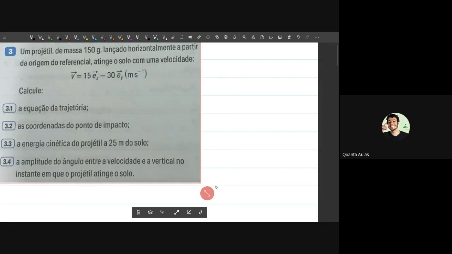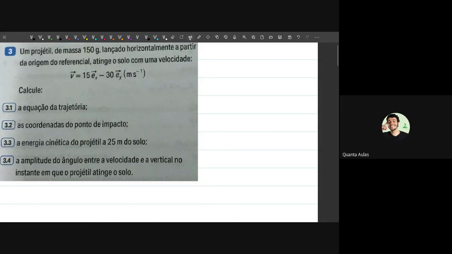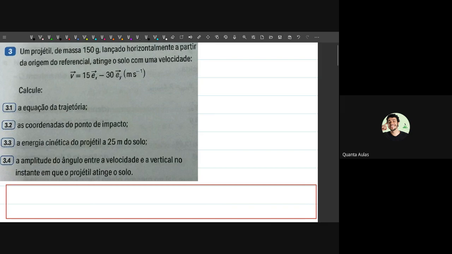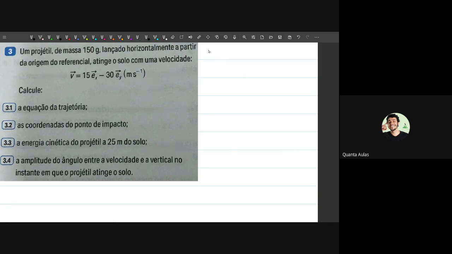I will translate this again. I will translate here.